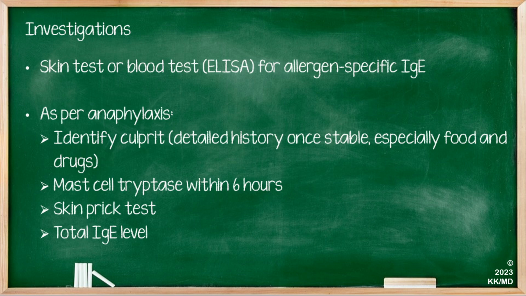The investigations, once again, will be familiar from the anaphylaxis and nut allergy episodes. So a skin test or a blood test or ELISA should be done for allergen-specific IgE. And as per the anaphylaxis episode, we want to identify a culprit, which involves taking a detailed history once the patient is stable, especially involving food and drugs. It's important to get a mast cell tryptase level within 6 hours, and skin prick testing and total IgE levels will also be important. If necessary, the patient will then be required to be under allergy or immunology services to ensure the management is optimized, for example, with the use of an EpiPen.